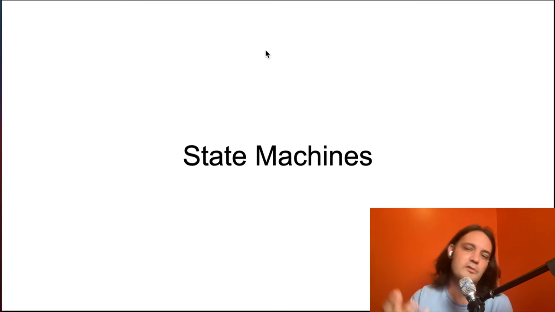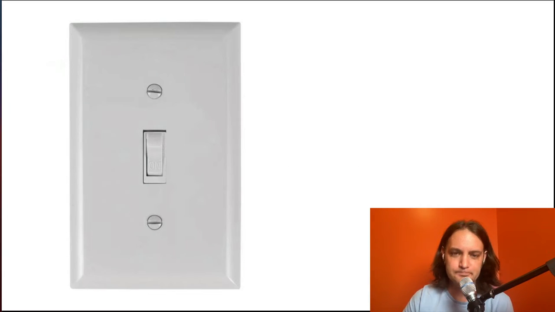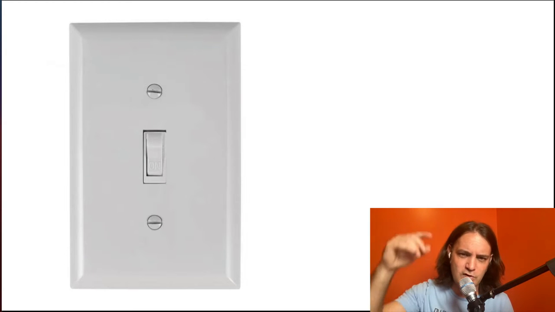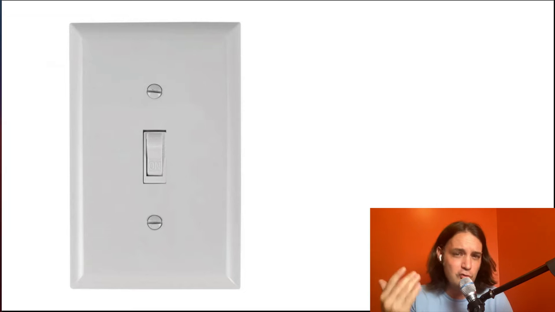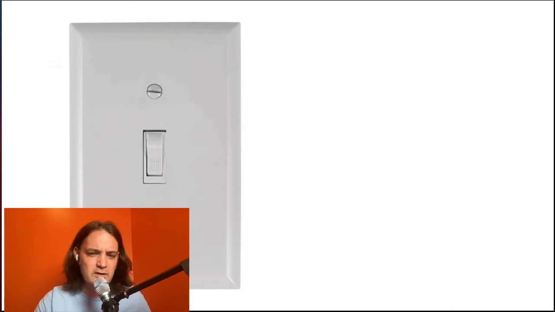So, state machines. If you've never heard of state machines, you'll see them everywhere. Very similar to when you first learn about object-oriented programming and everything's a class, state machines are very similar. The one we all know is a light switch. The way a light switch works is you turn it on or off. There's only really 2 states, assuming you always have power. There's 2 states that it could possibly be in, on or off.